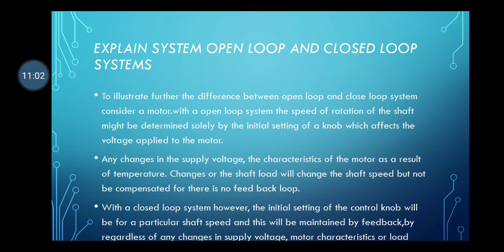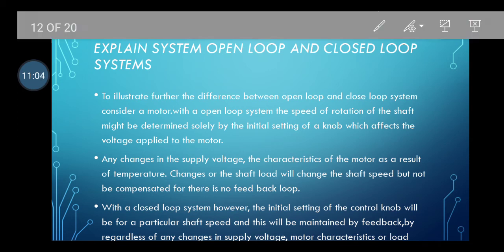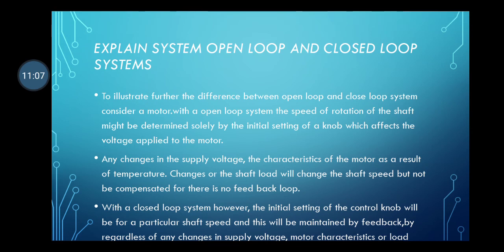With a closed loop system, however, the initial setting of the control knob will be for a particular shaft speed and this will be maintained by feedback, regardless of any changes in supply voltage, motor characteristics or load.